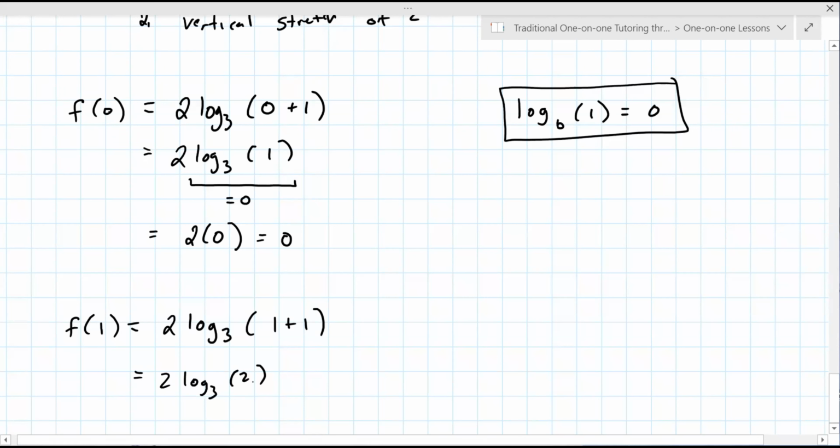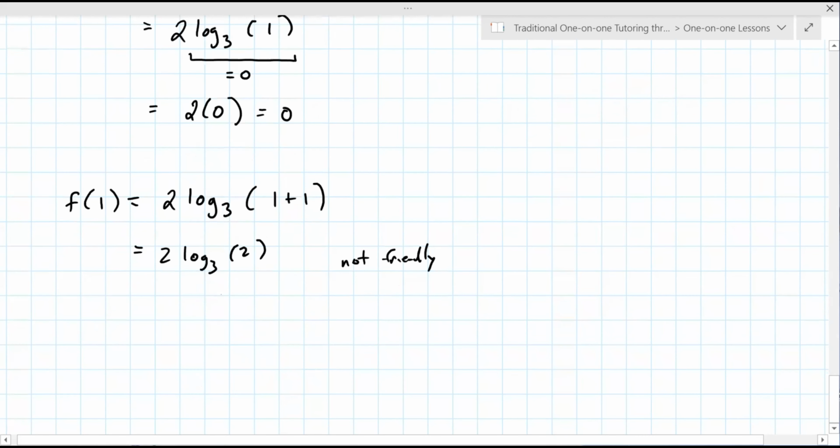And then 2 times 2 is 4? Actually, this one we don't know the value of. It's not a friendly number. It doesn't resolve nicely, but it is a number. If you had a calculator, you could get something you're used to seeing, but it's not a nice number, so we just leave it. But it's not like the last one where it's just undefined.